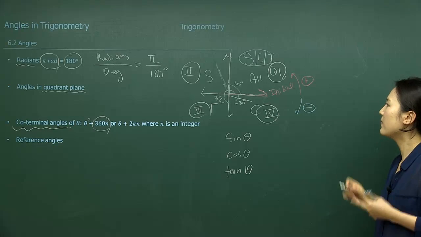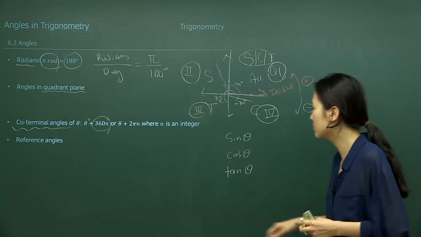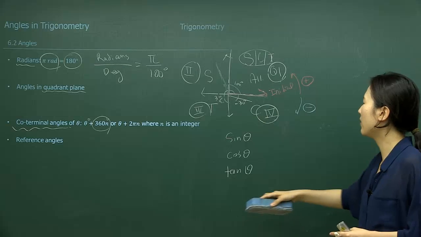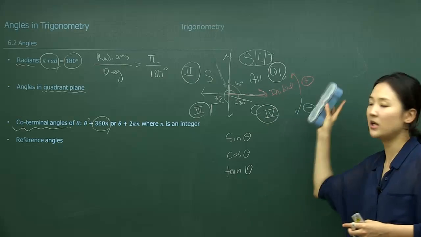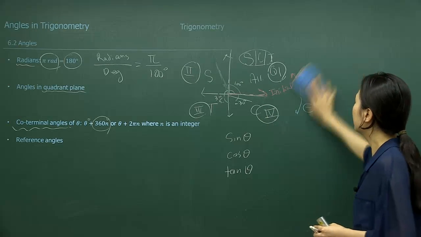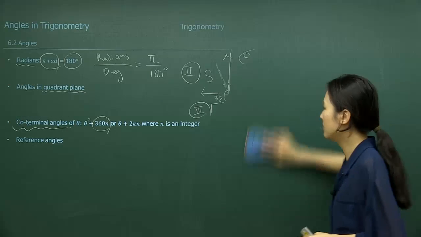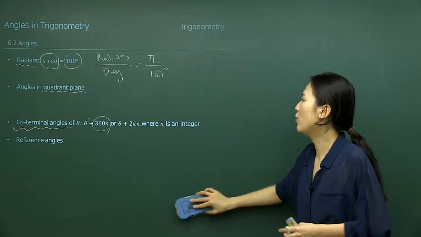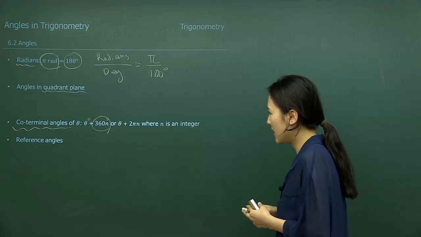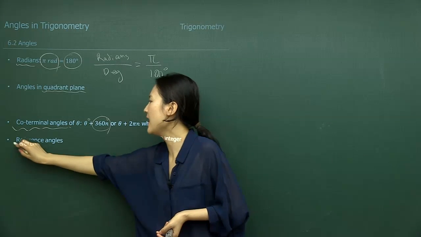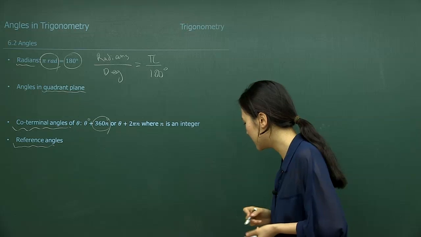This is a very, very important concept, guys. Do not ever forget the order, and don't forget what stays positive for each quadrant. Okay, now that we have understood the meaning of quadrants and what stays positive and what becomes negative, we can actually talk about reference angles.